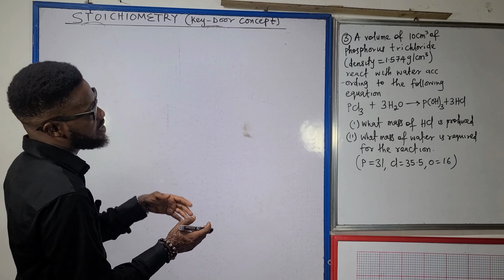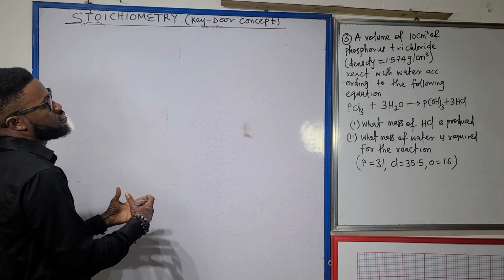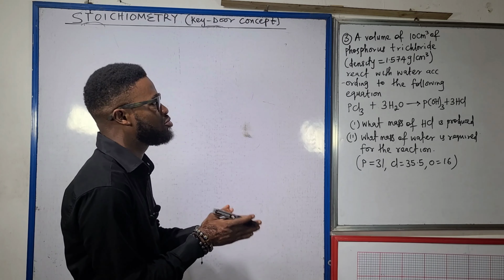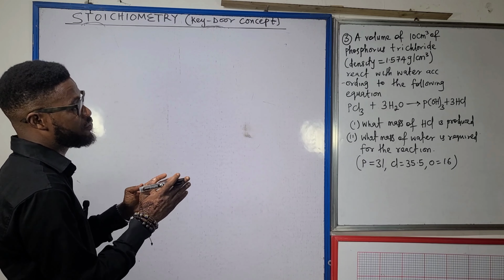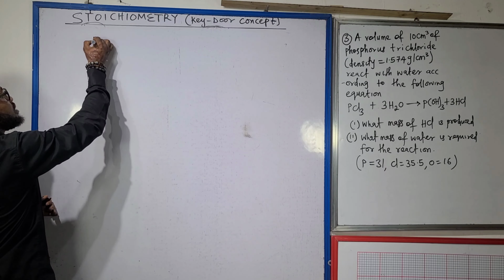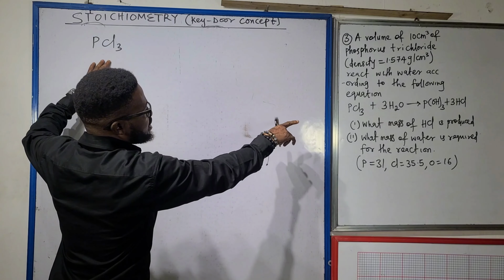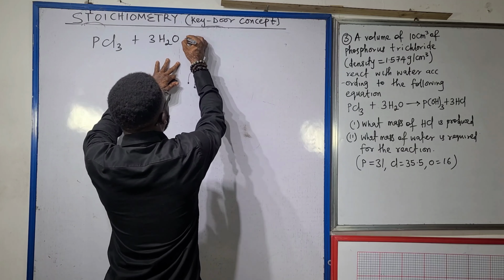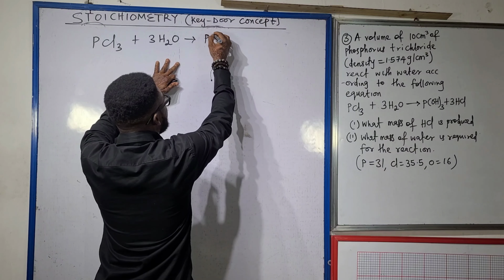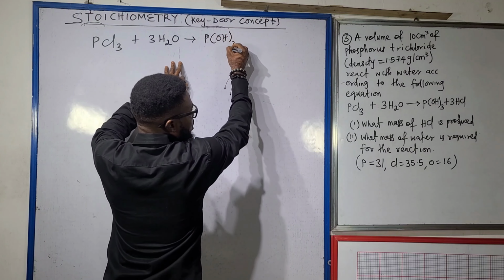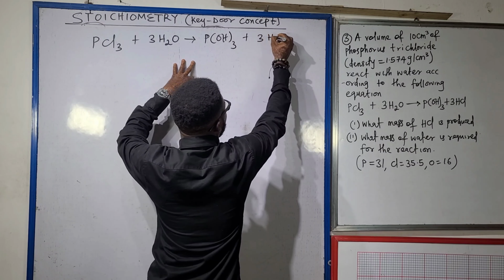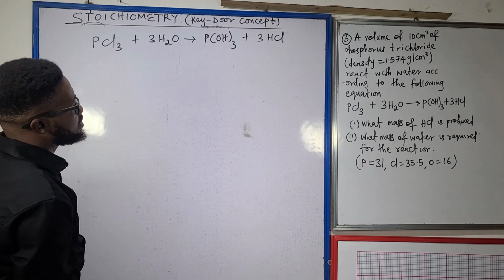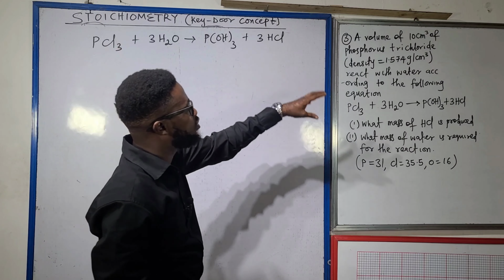So this third question states that a volume of 10 cm cube of phosphorus trichloride, density 0.74 gram per cm cube, reacts with water according to the following equation. So we have PCl3 reacting with 3H2O to give us phosphorus hydroxide, P(OH)3, plus 3 moles of hydrochloric acid. Okay, in this case we were told 10 cm cube of phosphorus trichloride.